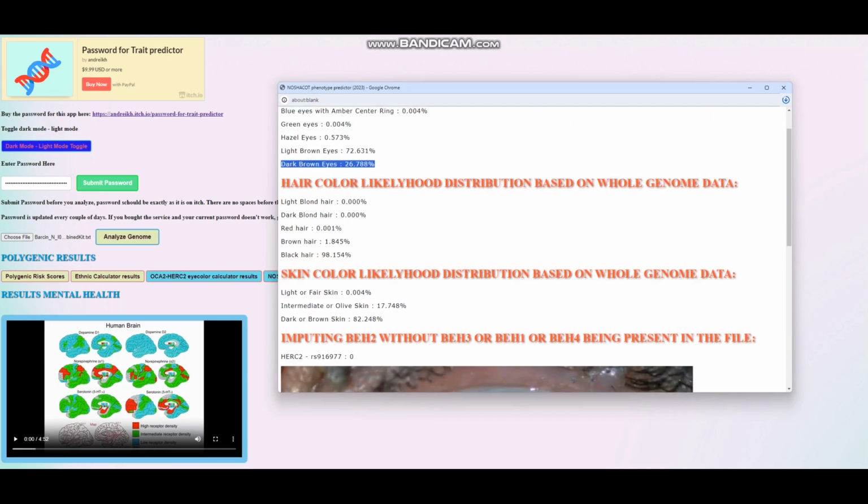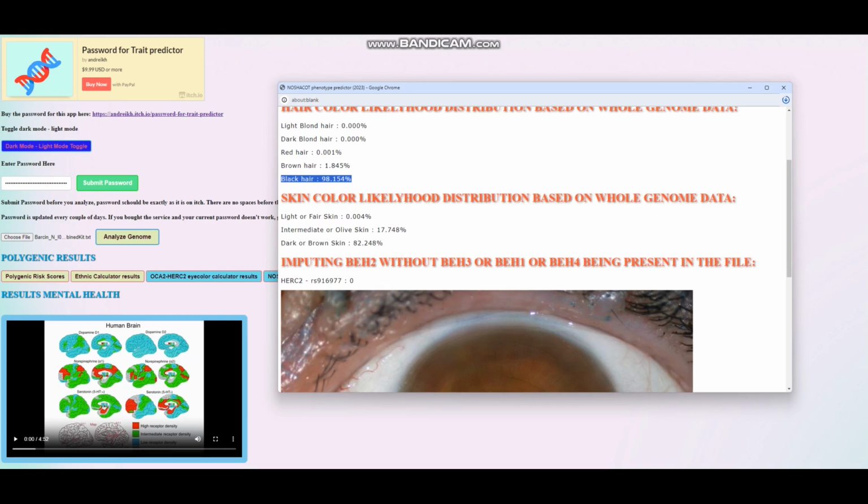When it comes to hair color, he's predicted to have black hair. It looks like definitely very, very high likelihood of black hair, very low likelihood of anything else. When it comes to skin color prediction, it looks like he's got dark or brown skin or olive skin, and definitely not light or fair skin.